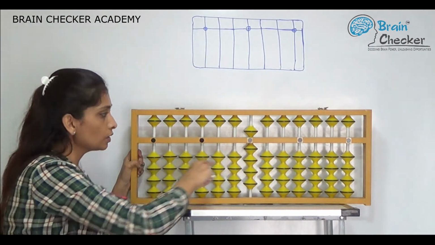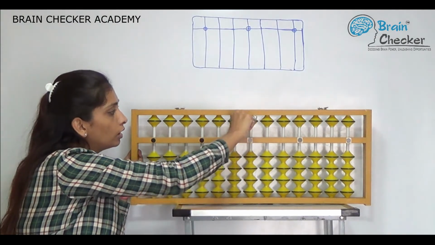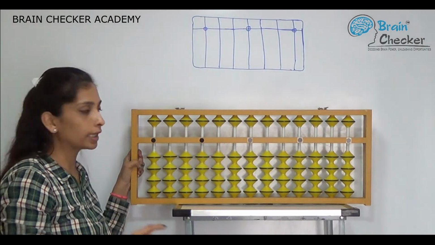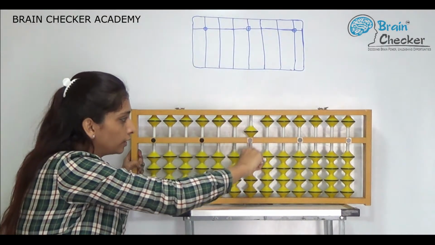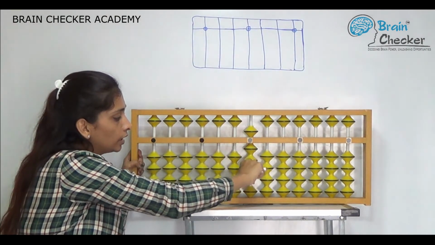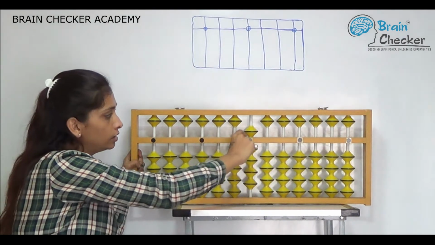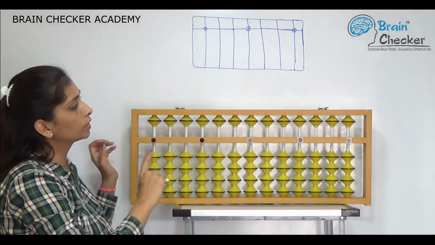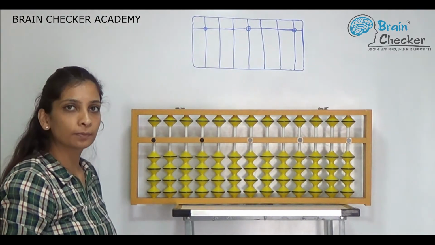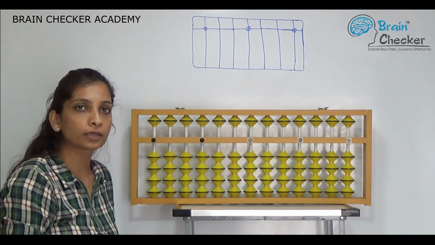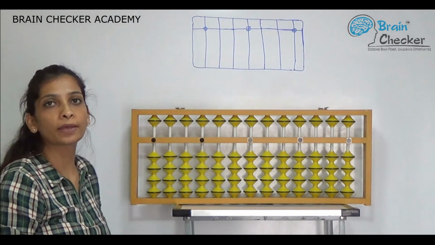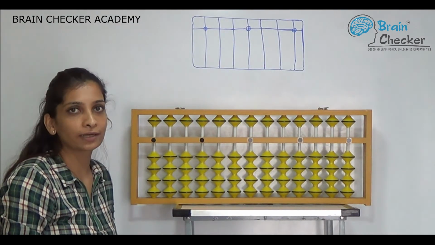So on the unit rod, how many numbers can we see? We can see numbers up to 9. Let's do it again: 5, 6, 7, 8, 9. So in total we have 9 numbers. Now I'll give you some examples of how to draw the abacus and how to draw the unit rod beads on the abacus. Let's practice.